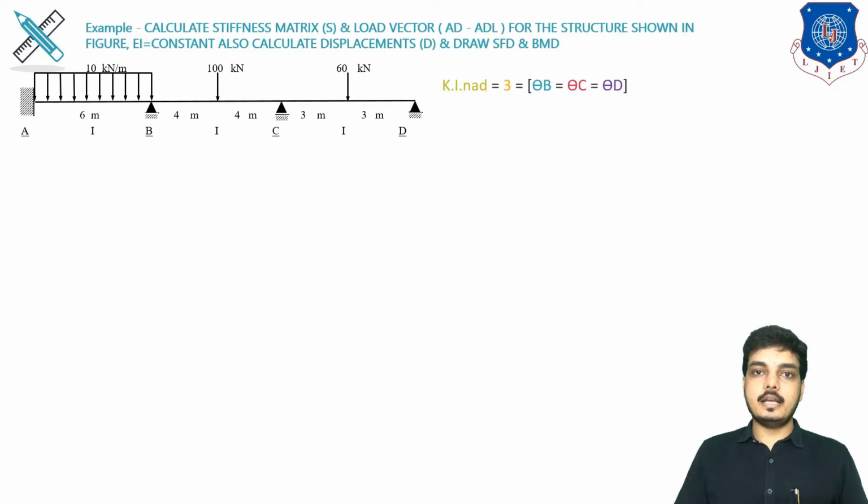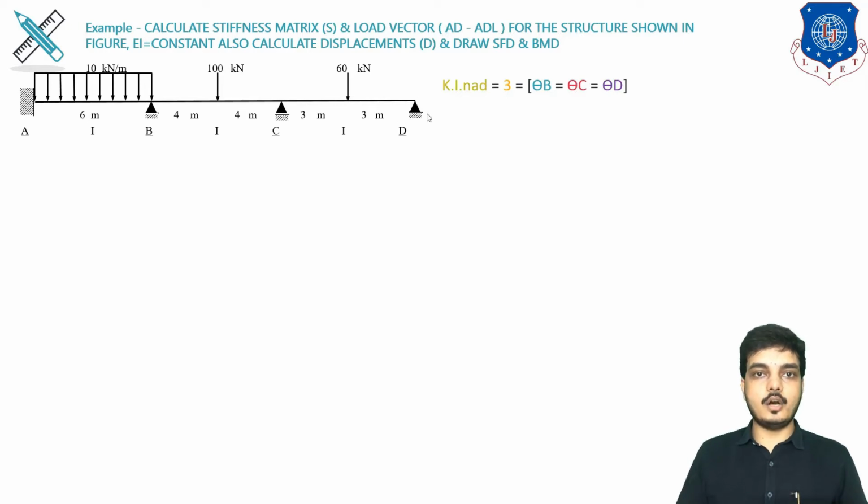On span AB, a UDL of 10 kN per meter is given. On span BC, a concentrated load of 100 kN is given at the center, 4 meter from both ends. And also a point load of 60 kN at the center of span CD, 3 meter from each support. Now EI remains constant for each beam. Note that support A is a fixed support, B is a simple support, and C and D as well.